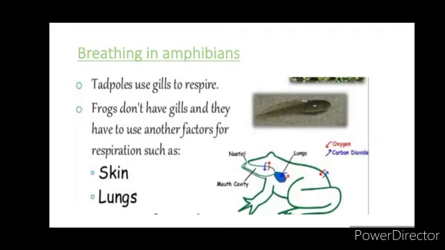Students, next we are going to know breathing in amphibians. Most amphibians breathe through their lungs and moist skin. For example, a frog breathes through lungs on land and through its moist skin in water. However, a tadpole has gills for breathing. The gills disappear when the tadpole grows into an adult frog.